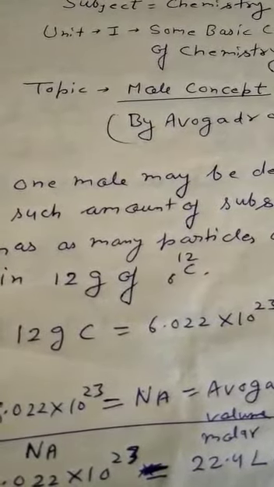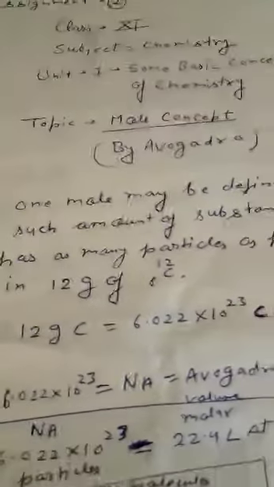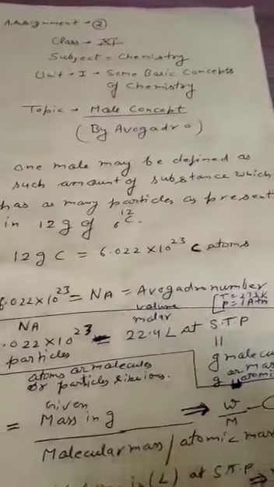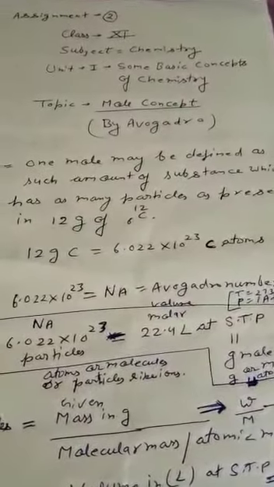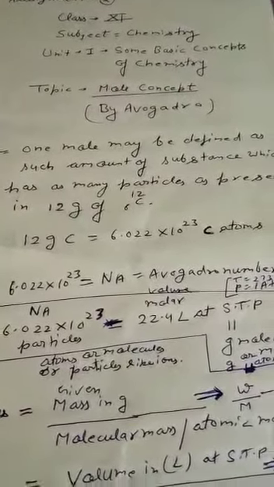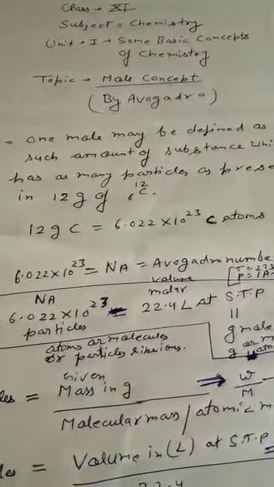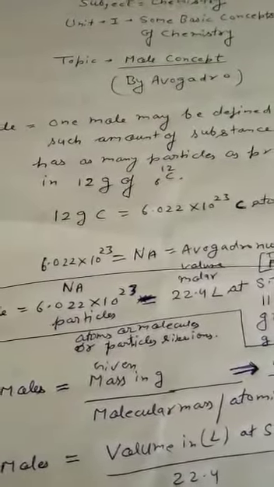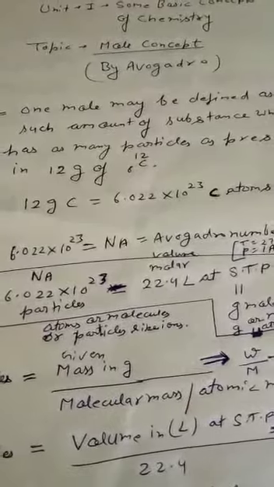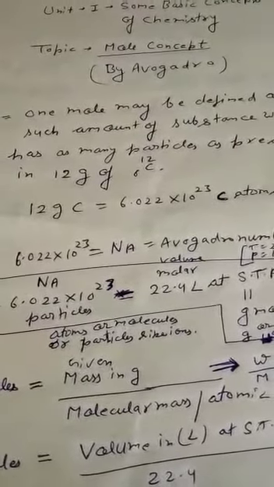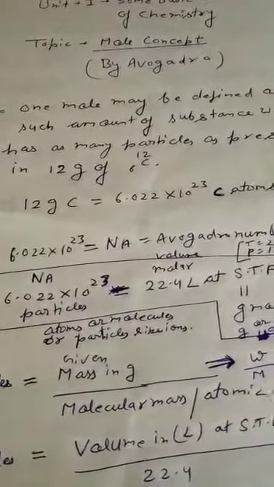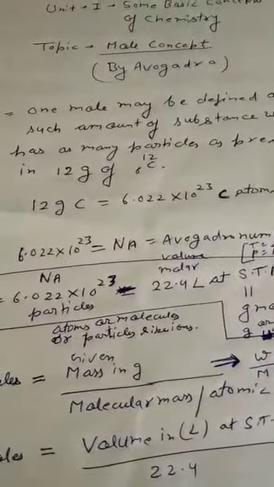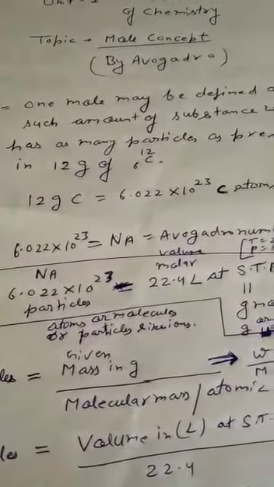So first thing, what is mole or 1 mole? So students, 1 mole may be defined as such amount of substance which has the same number of particles which are present in 12 gram of carbon. So 1 mole of amount of substance has 6.022 into 10 raised to power 23 particles. These particles may be atoms, molecules or ions.